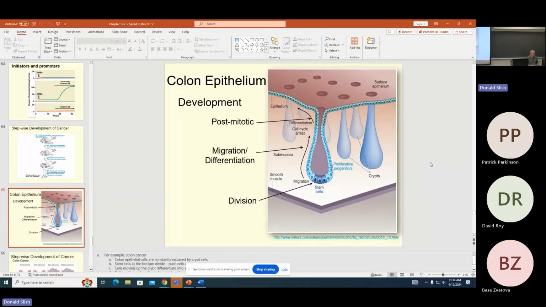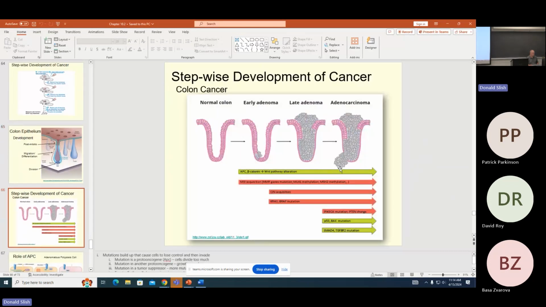Where am I going with this? Stepwise development of cancer again. I started out talking about how the colon cells are being replaced normally, and it has to do with Wnt signaling. If we knock out APC, cells start to grow more, and then you pick up other mutations like RAS, and then P53 and others, and they get more and more aggressive.